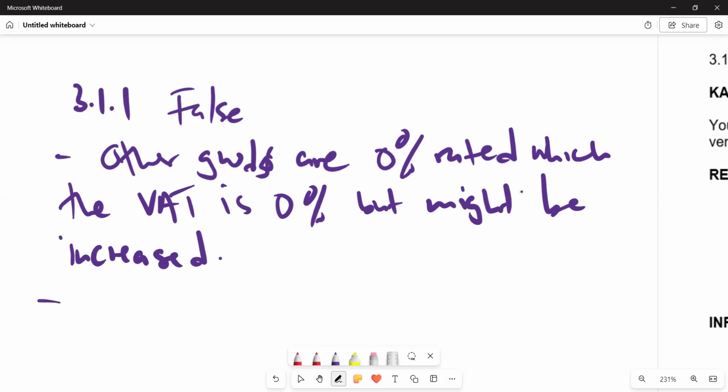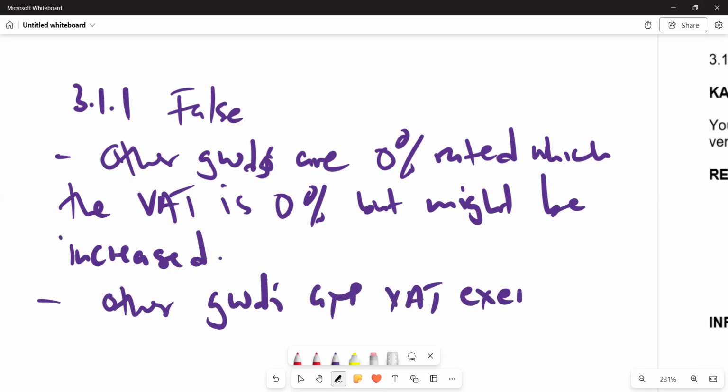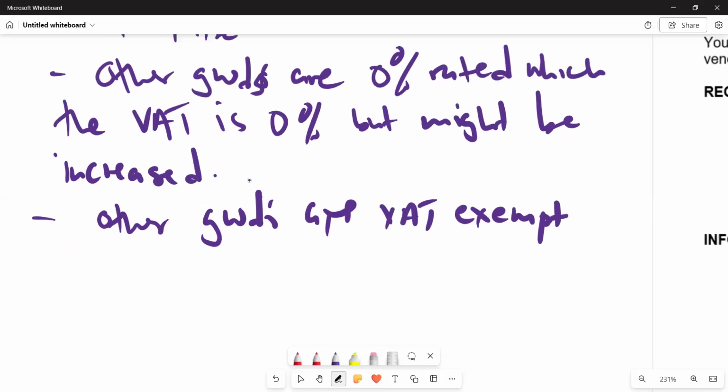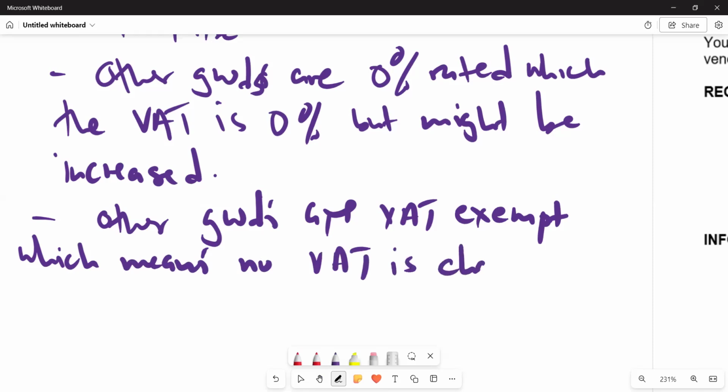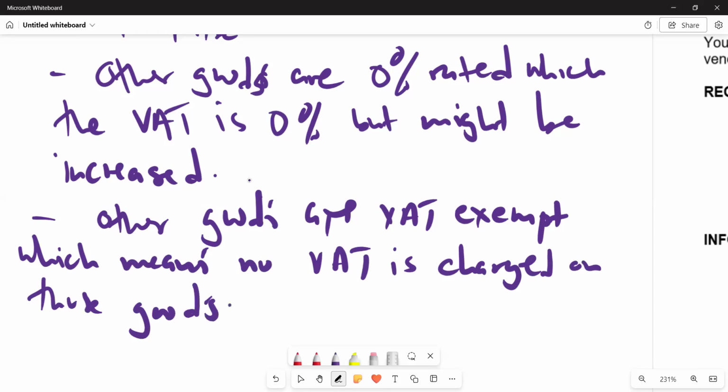The other point is we can raise the issue of having VAT exempt goods. Another point is that other goods are VAT exempt, which means no VAT is charged on those goods. So this is what we intended with the response of the first part, which is 3.1.1.